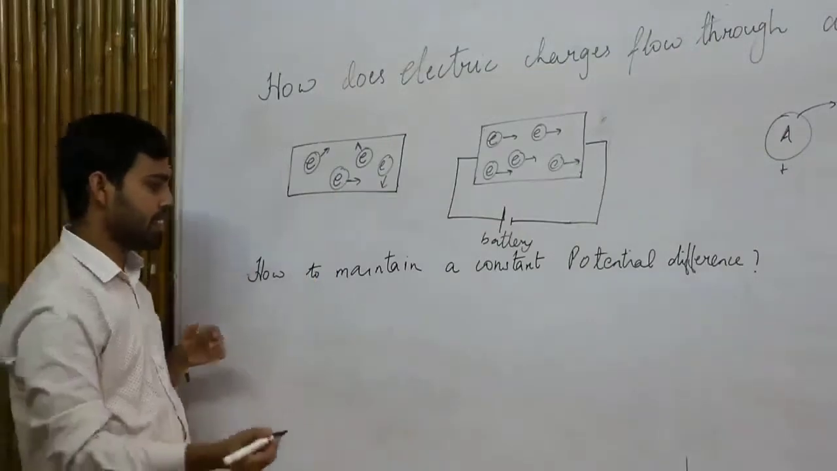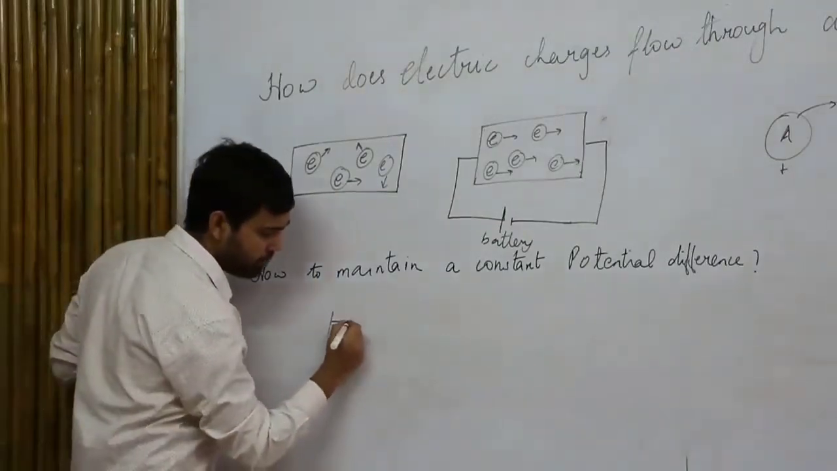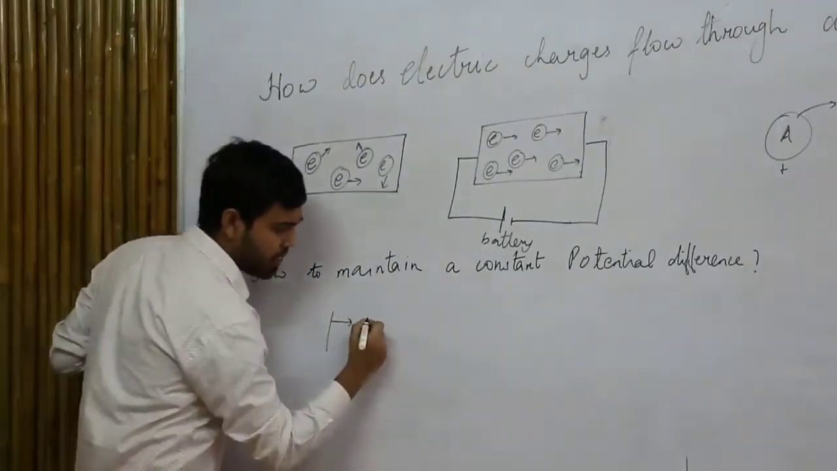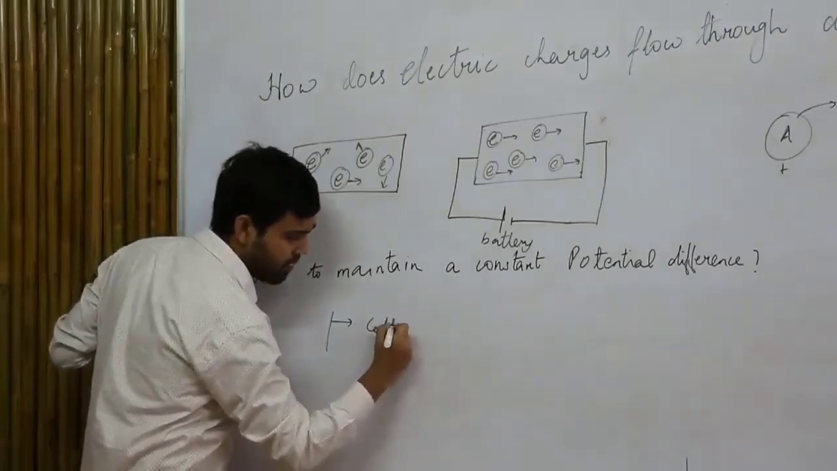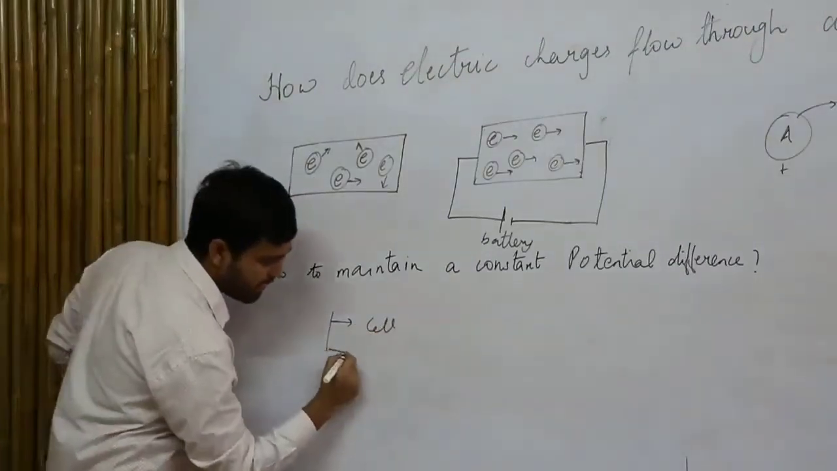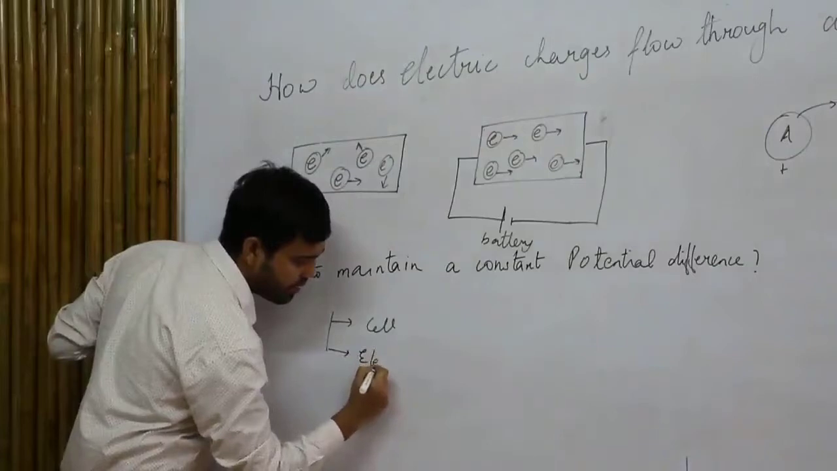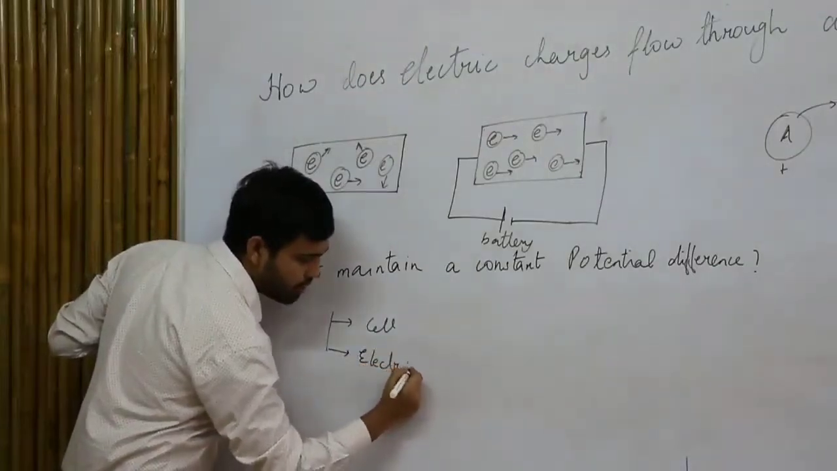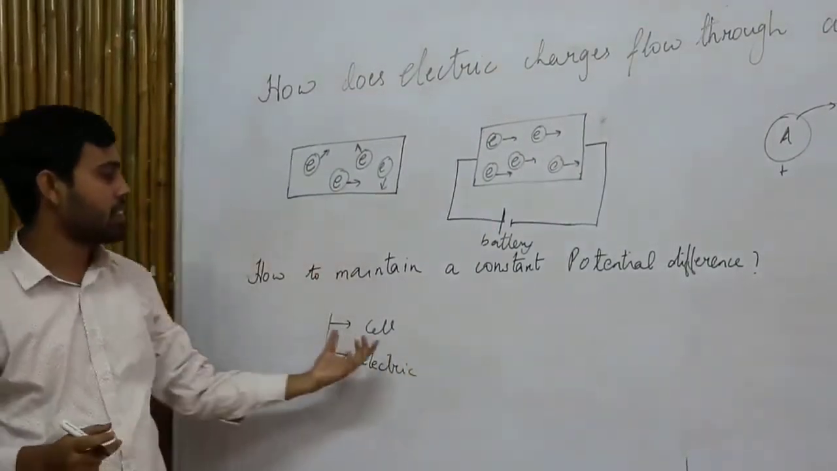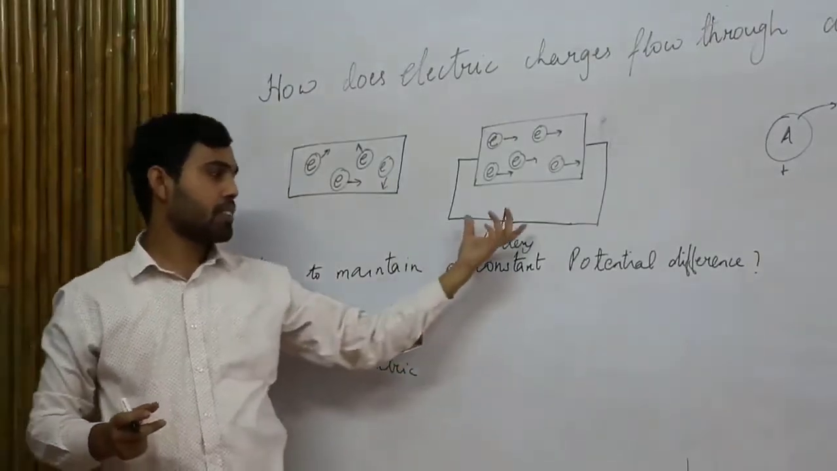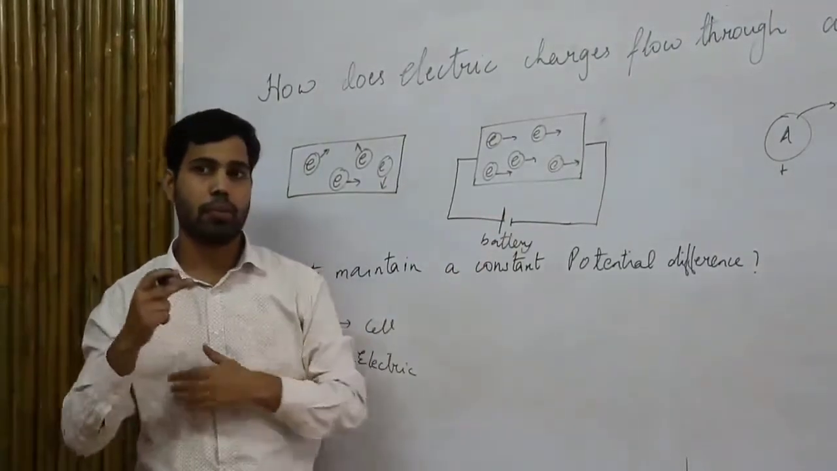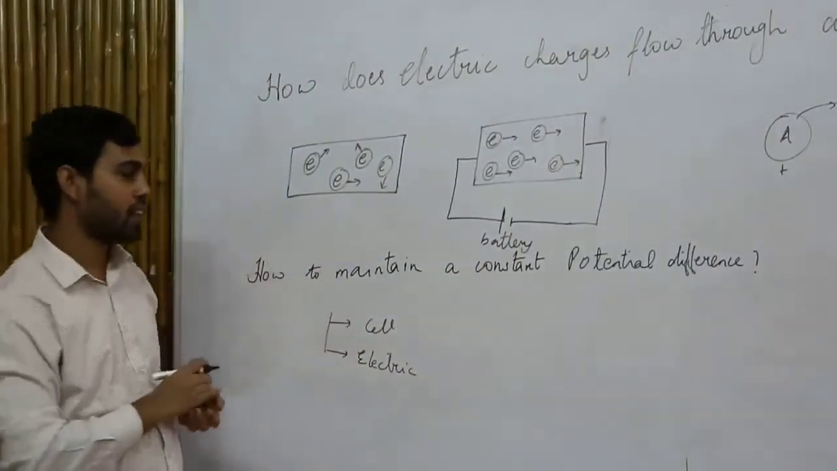So these two devices, the first is your battery or cell, and the next one is the electric generator. These two devices are worth mentioning. Why? Because these two devices help maintain a constant potential difference between the terminals of a conductor.